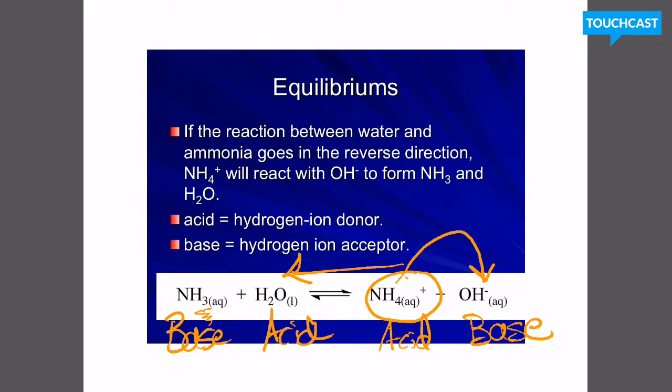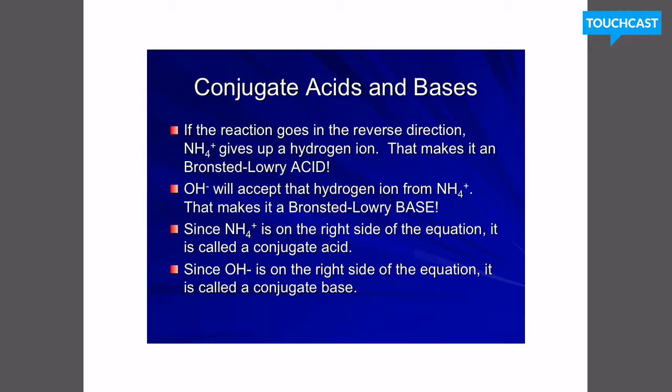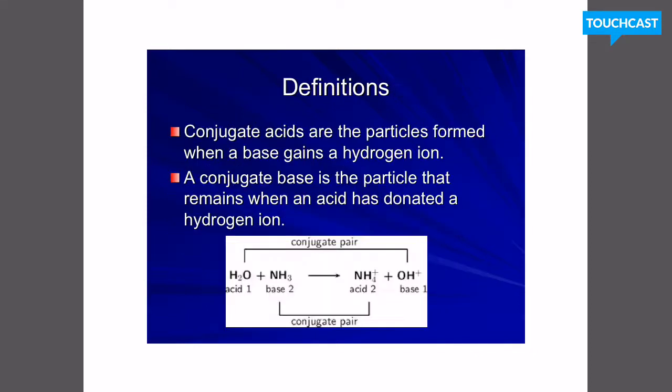You see, the thing about Bronsted-Lowry is that acids and bases always have a pair, kind of like a doppelganger twin on the other side of the reaction. We call these acid-base pairs. Well, the technical word we use is conjugate acid-base pairs. So if the reaction is going in the reverse direction, the NH4 is going to give up a hydrogen ion, so that makes it kind of like an acid. And the hydroxide ion is going to accept the hydrogen from the ammonium ion, making it kind of like a base.